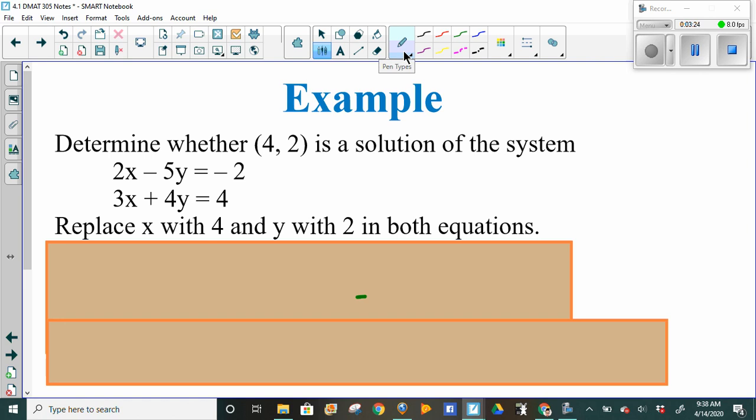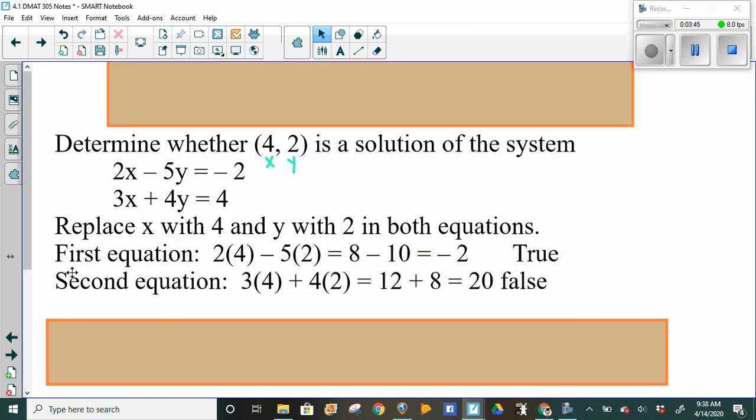All right, so now we're going to do it one more time. So determine whether 4, 2, so this is your x, this is your y, is a solution. So we're going to replace the x with 4 and the y with 2 in both equations. So the first equation would be 2 times 4 minus 5 times 2. So remember, you're taking the first equation, so you got 2 times 4 minus 5 times 2. So 2 times 4 is 8 minus 10, which is -2. That produces a true statement.